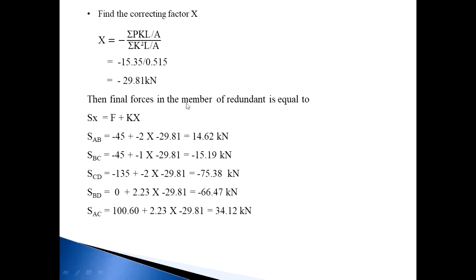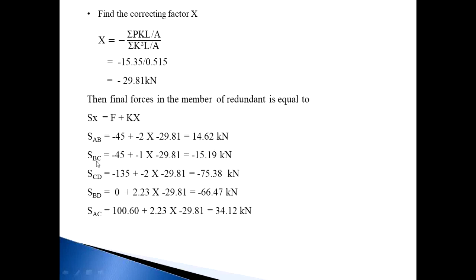Then the final force in the redundant member is found by this formula: S is equal to F plus K into X. For example, the final force in member AB is the force in member AB, that is minus 45, plus K for AB, that is KAB minus 2, and the correcting factor is minus 29.89. So minus 45 plus minus 2 into minus 29.89. So the final force in member AB is 14.62 kilonewton.